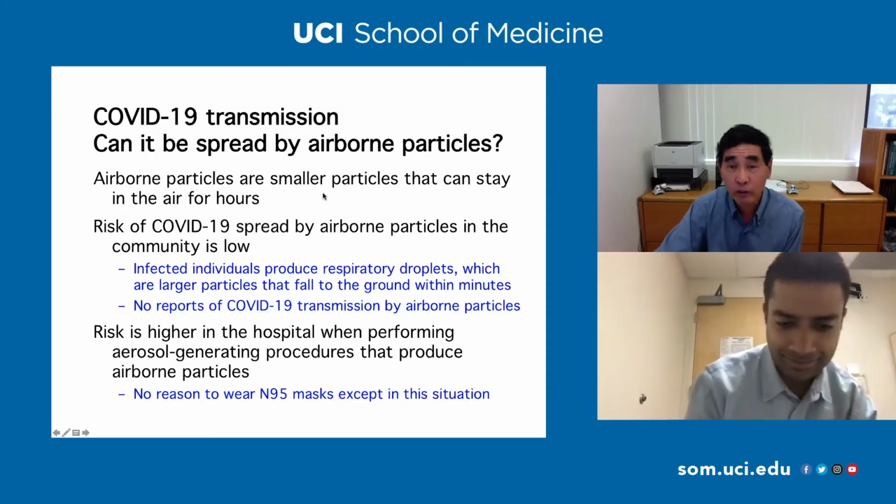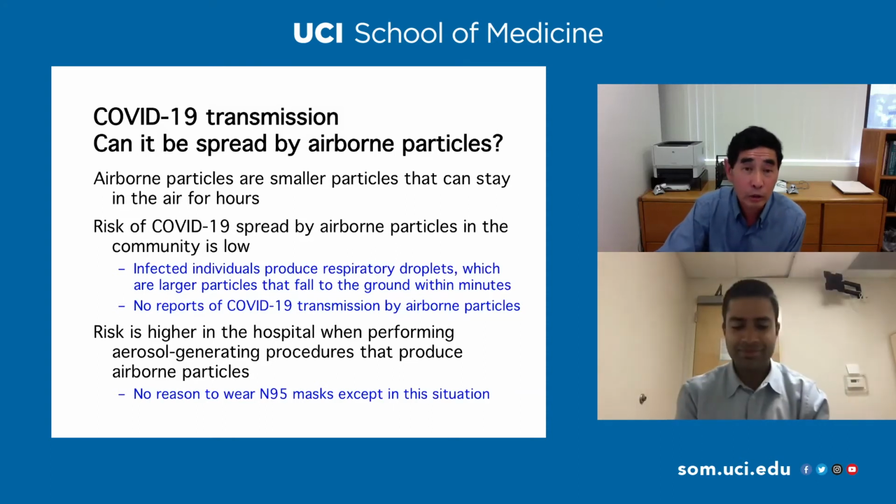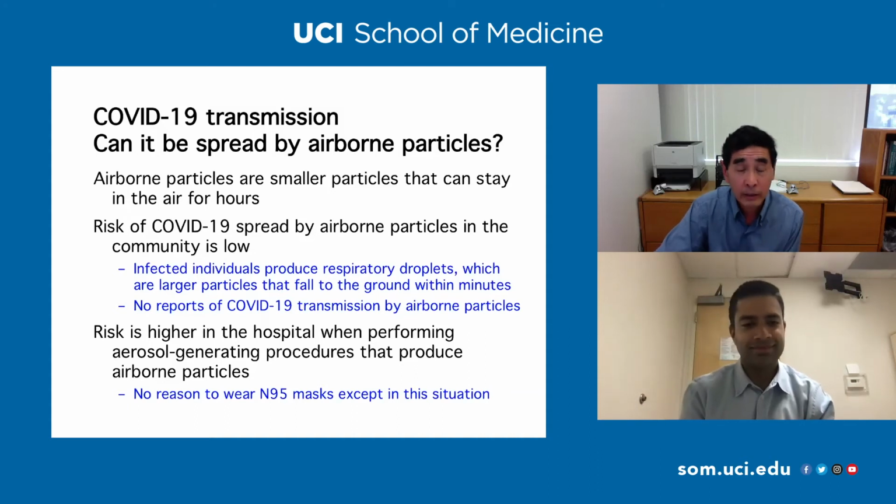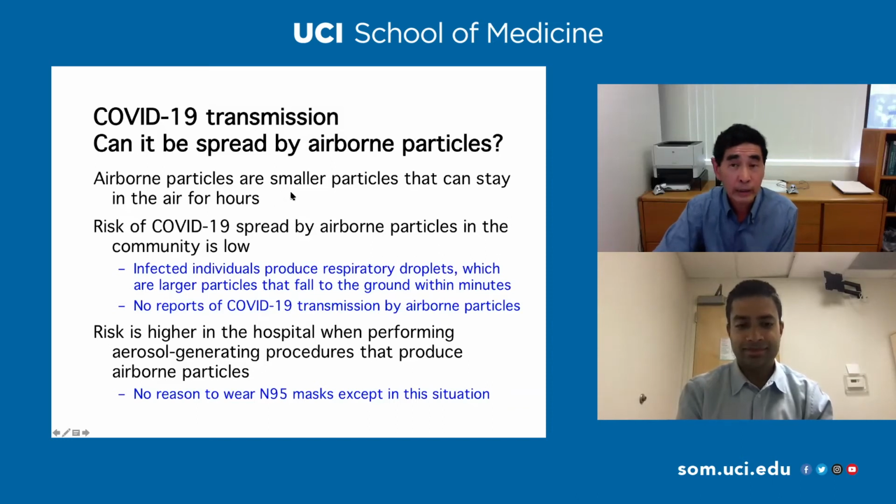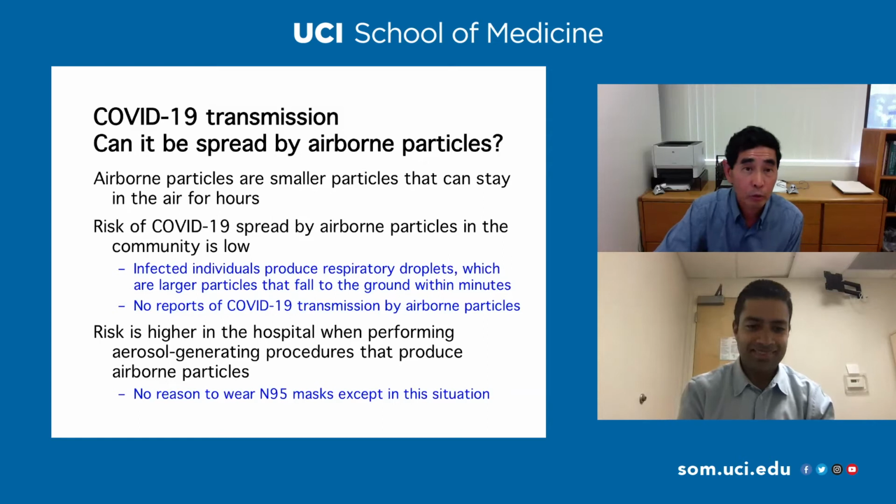And there are a number of infectious diseases, like measles and tuberculosis, that can be spread this way. These diseases are much more infectious. There are more secondary cases. And the concern is, is this the case with COVID-19? But I want to reassure you that so far in the community, there are no reports of transmission by airborne particles. The risk appears to be low.